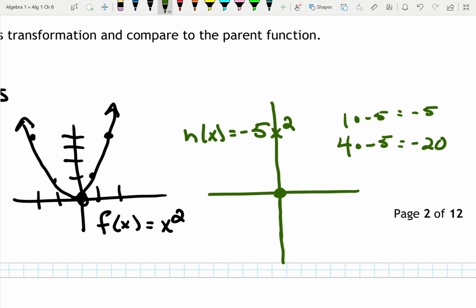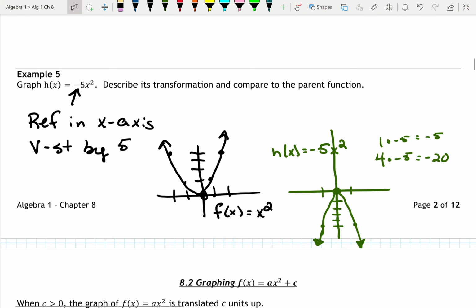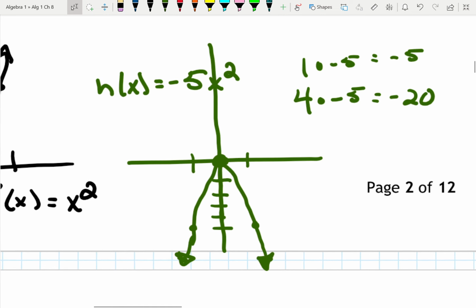So my first set of points are going to be down 5, and then left and right 1 unit. And then my next ones, if I wanted to do that, would be down 20. I'm not going to graph the ones that are down 20 because I'd go way off my graph. And there we go. That's h of x equals negative 5x squared. Just something to make note of because this is our first one: we now have a maximum on our graph. Our maximum is right there. It's our vertex. And our range here would be y is less than or equal to 0 because it's below our vertex there.